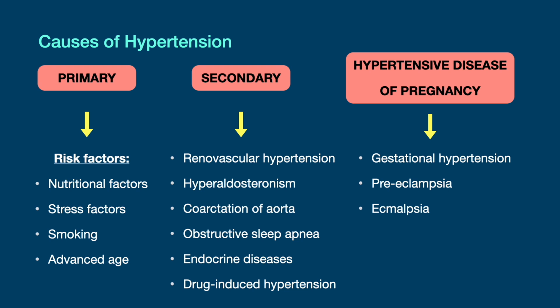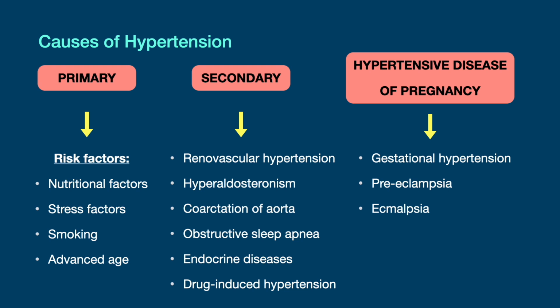Secondary hypertension should be considered in the presence of suggestive symptoms and signs such as severe or resistant hypertension, age of onset younger than 30 years, malignant or accelerated hypertension, and an acute rise in blood pressure from previously stable readings. Causes of secondary hypertension include renovascular hypertension, hyperaldosteronism, coarctation of the aorta, obstructive sleep apnea, endocrine diseases such as pheochromocytoma, thyroid disease, Cushing's syndrome, and finally drug-induced hypertension. Another type of arterial hypertension is the hypertensive disease of pregnancy.